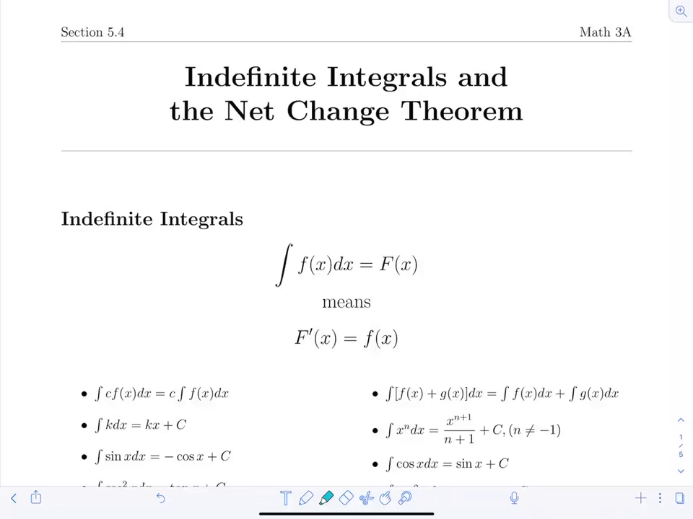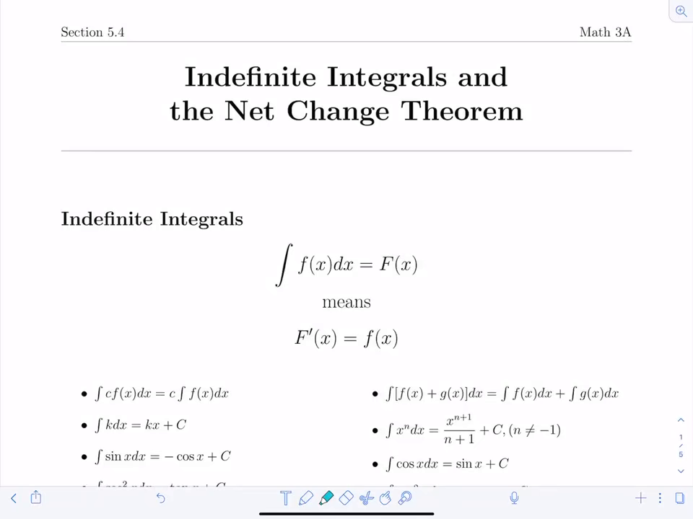All right, welcome to Indefinite Integrals and the Net Change Theorem. In the previous lesson, we went over the fundamental theorem of calculus, and that helped establish a connection between antiderivatives and definite integrals. And because of this connection between antiderivatives and integrals, the notation that we used for definite integrals is also used to represent an antiderivative of a function.